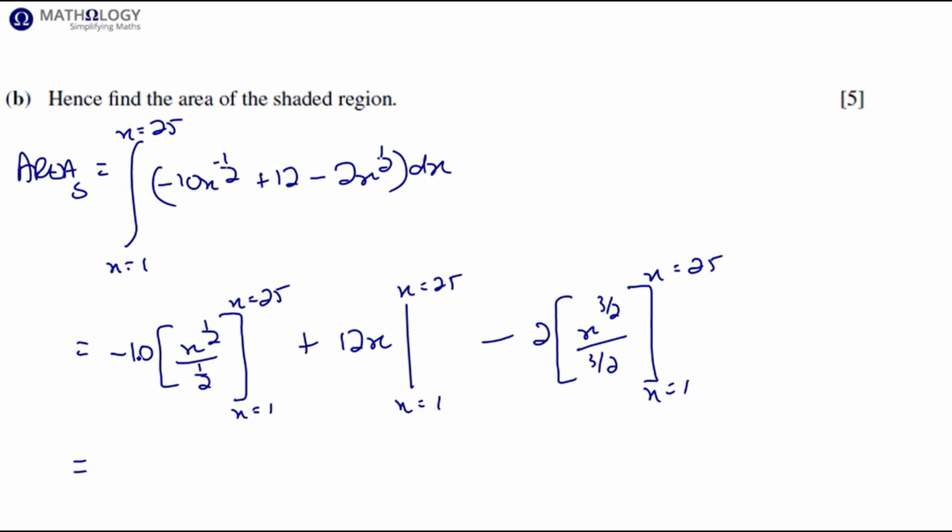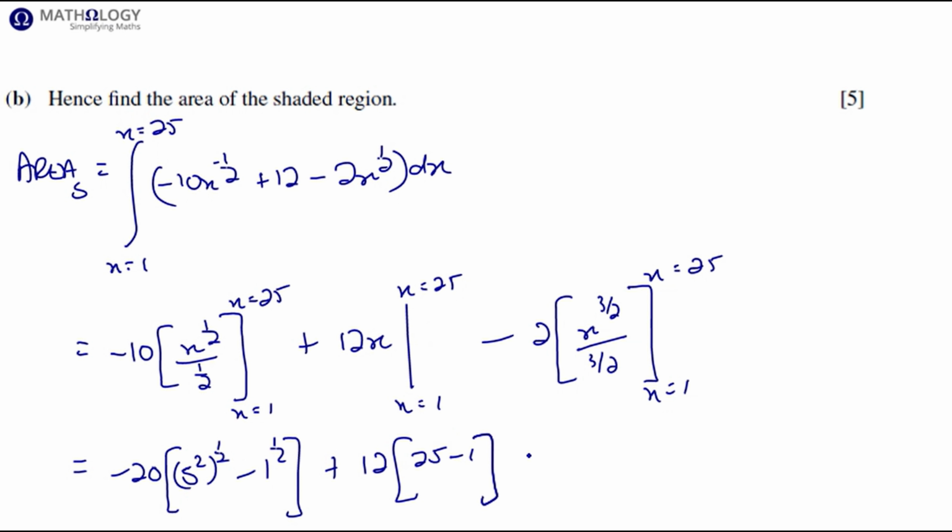So that's going to be minus 10 divided by half, which is the same as minus 10 times 2. So it's going to be minus 20 times. Then x to the half will be 25 to the half, which is 5 squared to the half, minus 1 to the half, plus 12 times 25 minus 1 minus 2.